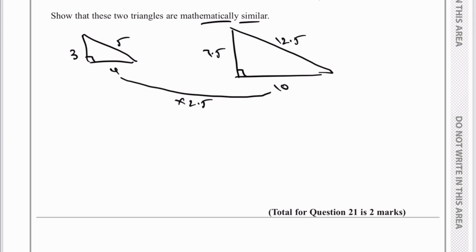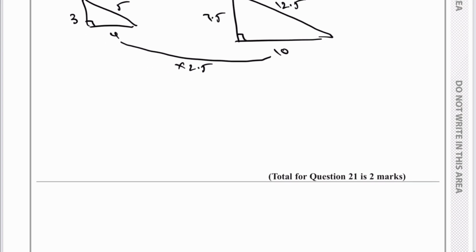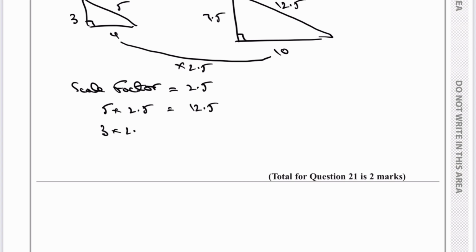In order for these triangles to be mathematically similar, all the others have to have the same scale factor. So I would look at 5. The scale factor equals 2.5. So 5 times 2.5 equals 12.5, which is correct. It's at the top. Then I've got 3, which is the left hand side, times 2.5, which is 7.5, and that's absolutely correct. And then of course I've got the one I worked out, which is going to be equal to 10.